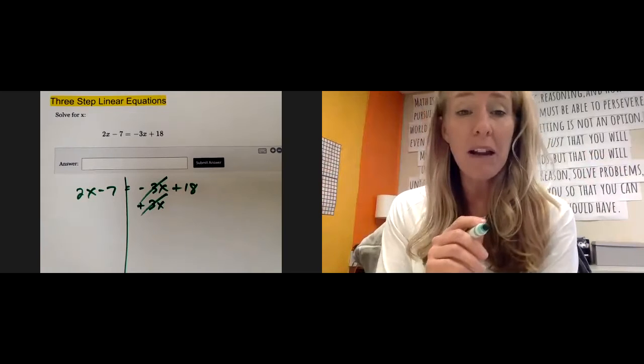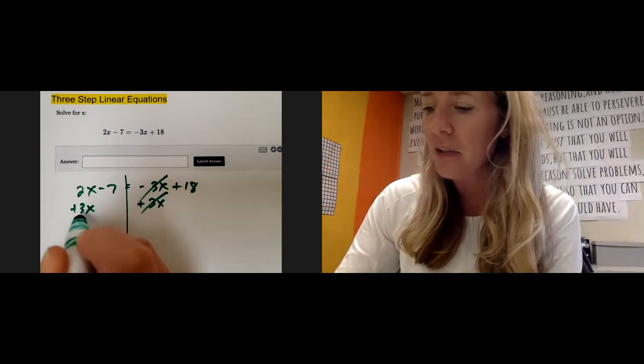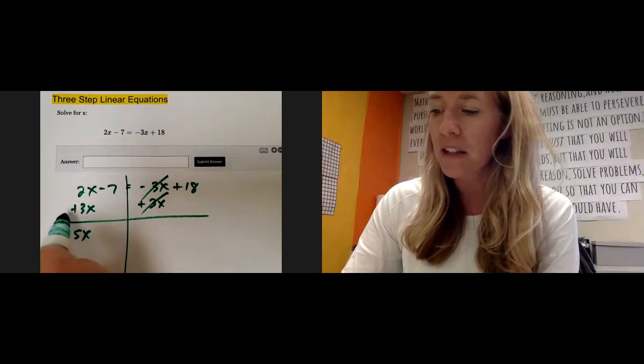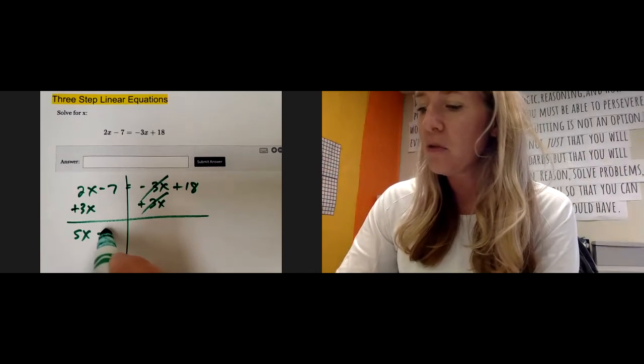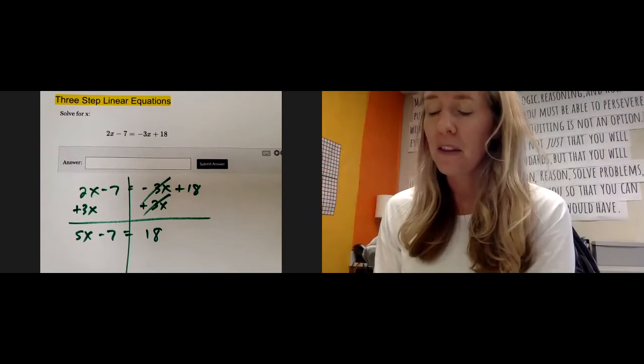But remember, because it's a balance, you can't just add something to the right without adding it to the left. So I got to add 3x over here. Now I have 5x, right? 2 of something plus 3 of something is 5 of that thing. Still drop that negative 7 down, drop your equal sign down, and drop your 18 down.